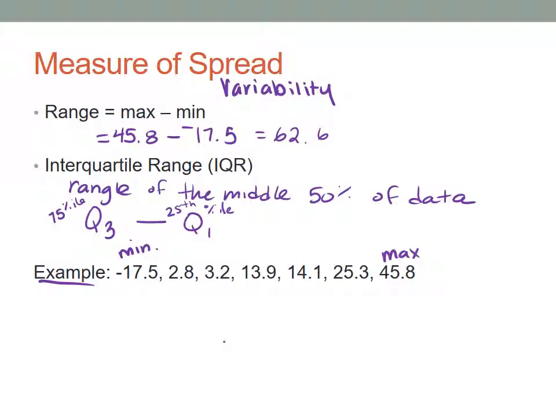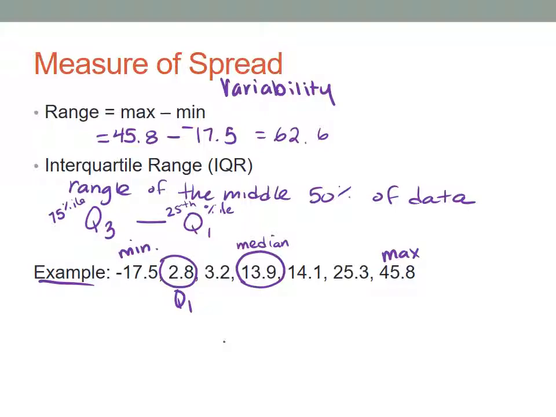Okay, so let's take a look at how we could figure those out. So we've already determined that the median of our data is 13.9. So from there, if we take the lower 50% of our data and find the middle, and there's two ways to do this. Sometimes people will include the median and sometimes they don't. It's strange, but statisticians don't necessarily agree. But in this case, we're just not going to include the median. We're going to take our lower 50% and look at the middle of our lower 50%. That's 2.8. That is Q1.